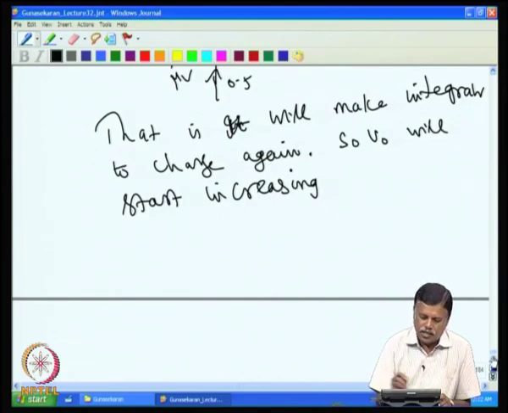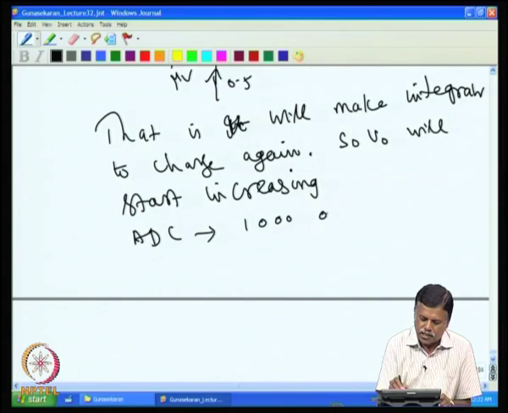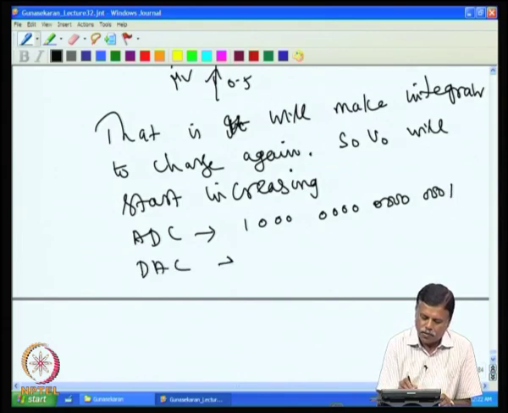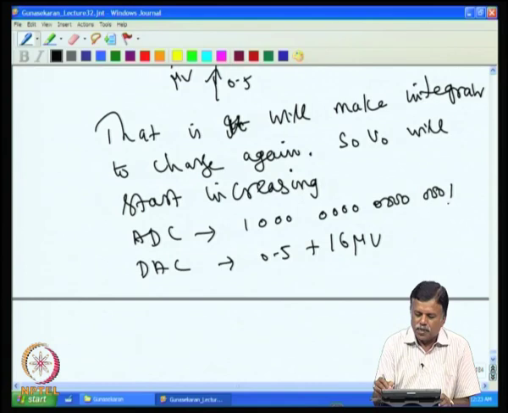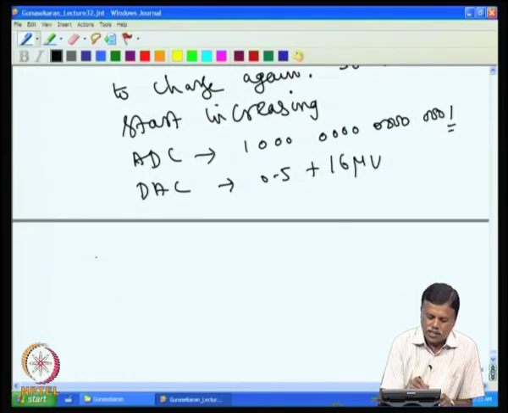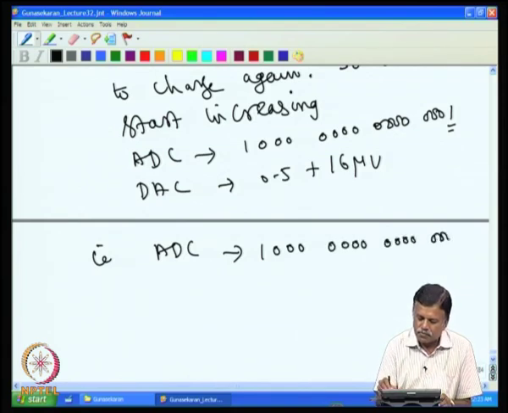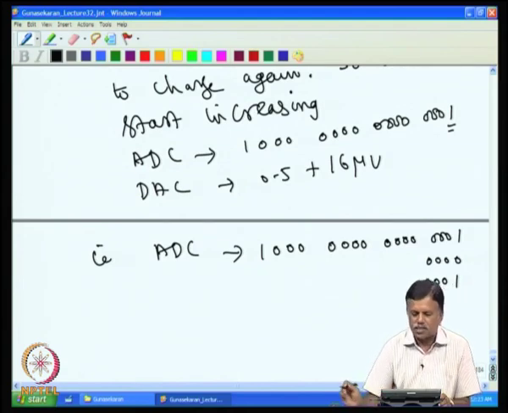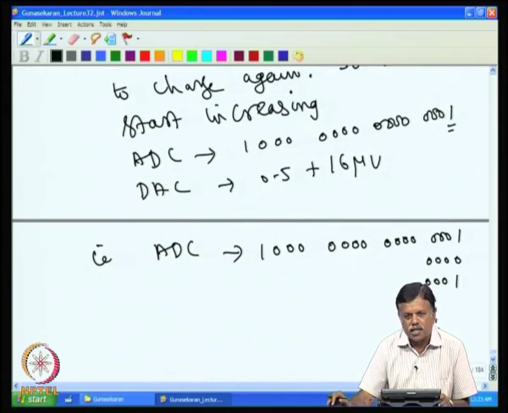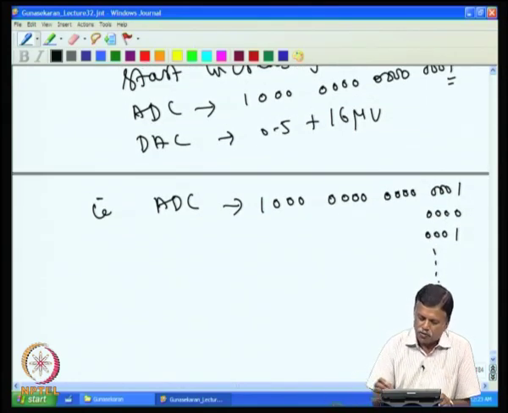So this will make the ADC output come again, the last LSB will change to 1 and the DAC again will give you 0.5 plus 16 microvolt. So if you look like this, this 1 bit of the ADC will be continuously changing between 1 and 0. That is the ADC output, if you look at it in time, you will get the last 1 bit continuously changing. The next time it becomes 0 0 0, then 0 0 1, and so on, it will keep changing.